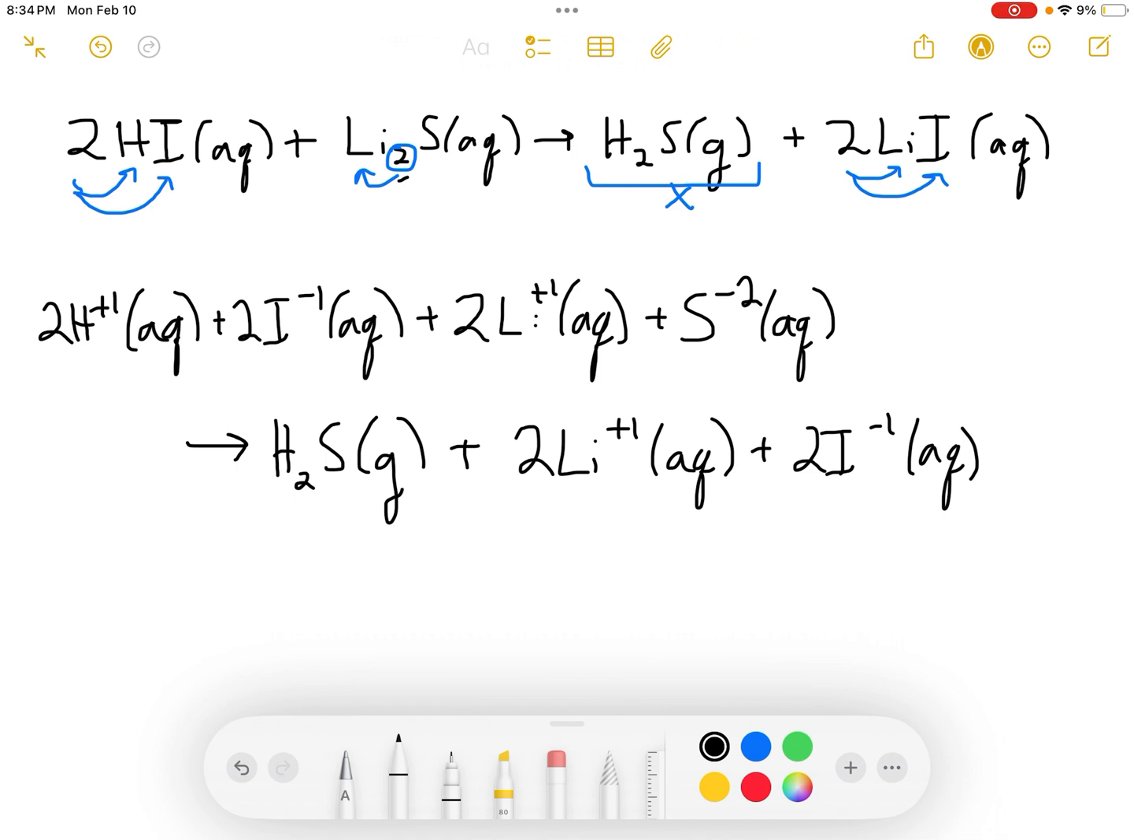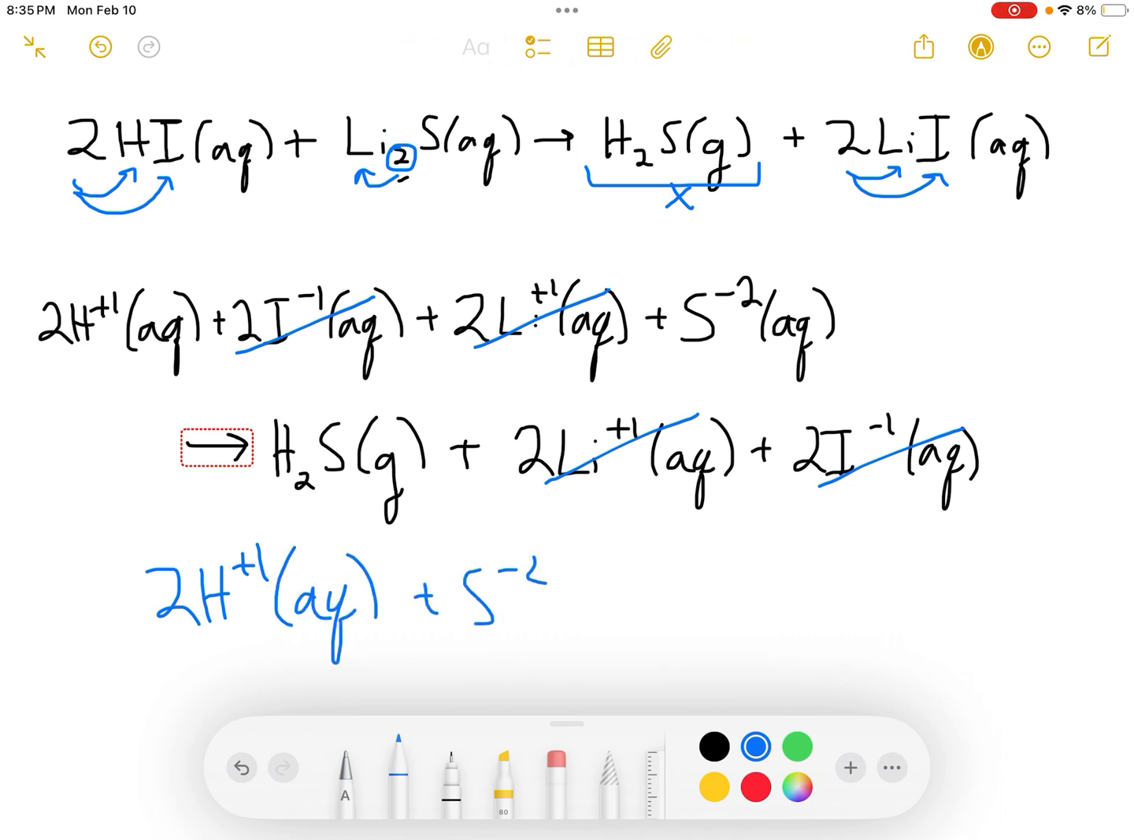And from here, our complete ionic equation, we go about this the same way as before. We cross out our spectator ions. So we have a lithium on each side. In fact, we have 2 lithiums on each side. And we have 2 iodides on each side. So our net ionic equation would be 2H+1 aqueous plus sulfur -2 aqueous reacts to form H2S gas. Hope this helps.